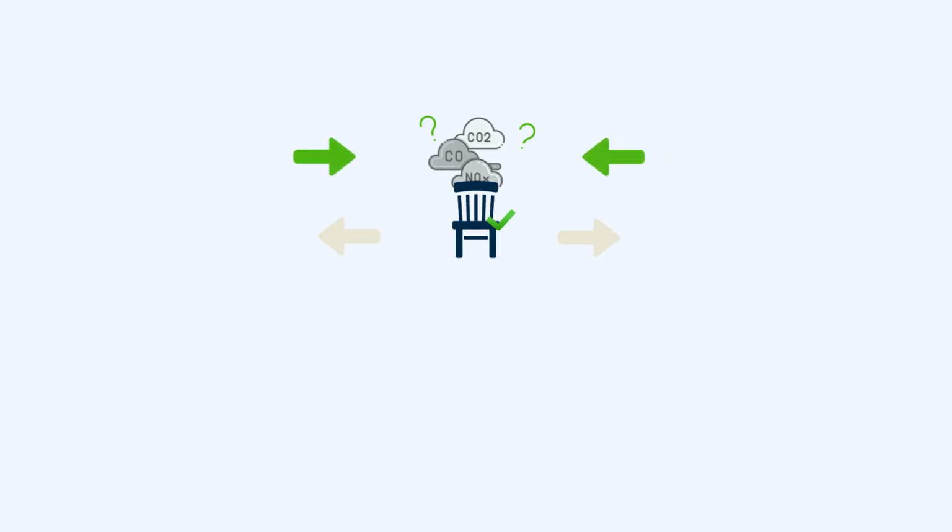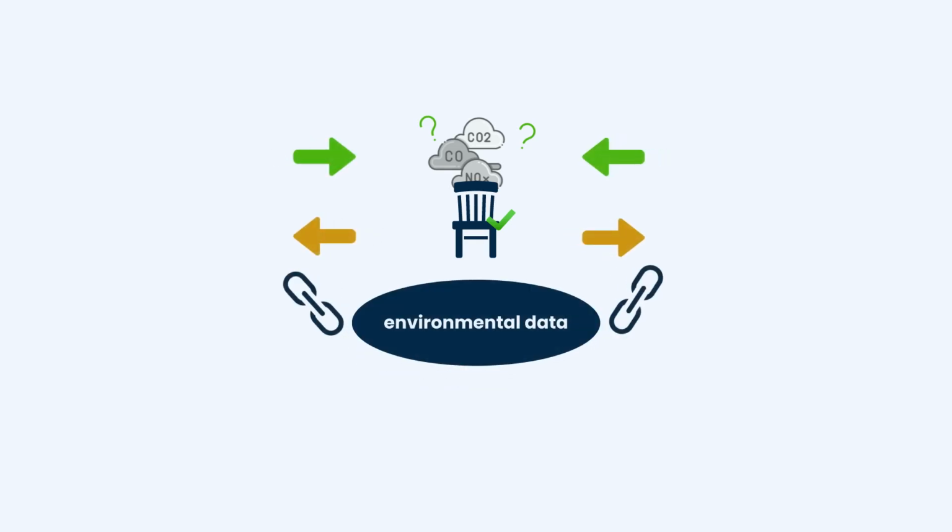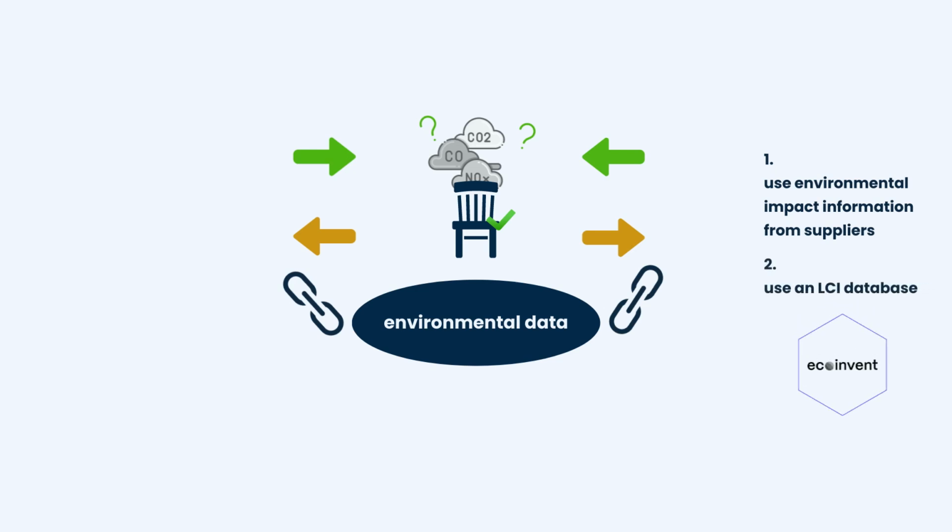After the whole system of the chair is quantified, we still have no clue about the environmental impact. For that, we'll need to link our inputs and outputs to environmental data. You can do this in two ways. You can use environmental impact information from suppliers or use an LCI database, like Ecochain. These databases contain environmental impact information based on industry or scientific data and can therefore be used as an approximation of your supply chain. All data you use to quantify the environmental impact of your product is called background data.